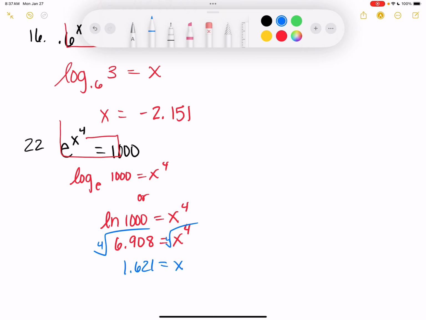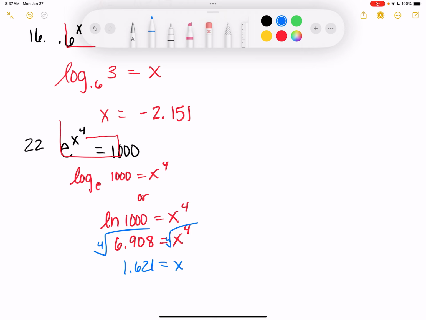But you could also have done, so math down here. Oh, I forgot to do it. Override it. The 4th root of the ln of 1,000 if you wanted to just do this step from the beginning, and you get the exact same thing, so nothing different about it.